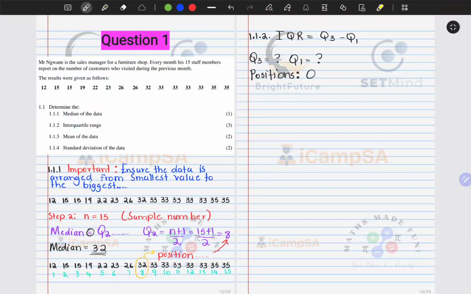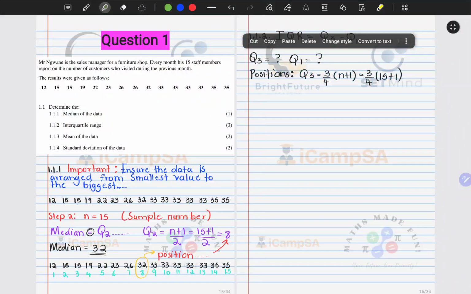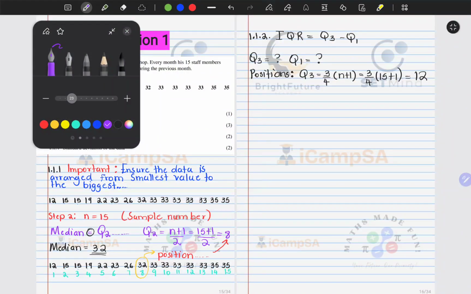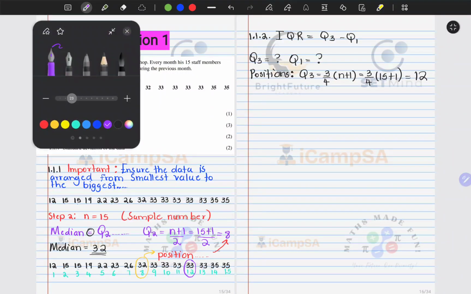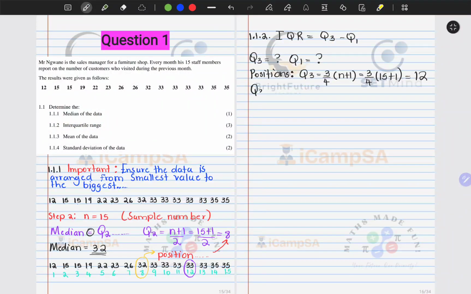Okay, so we remember that Q3 is the same as 3 over 4 into n plus 1, which means we have 3 over 4 into 15 plus 1. If you do the division there, what we end up getting is 12. Now if you go to position number 12, you will see that what we end up getting, as I'm highlighting, is 33. So our Q3 will therefore be 33.